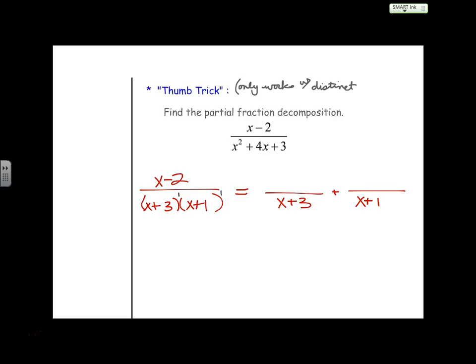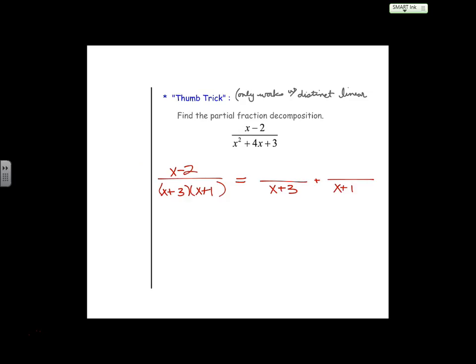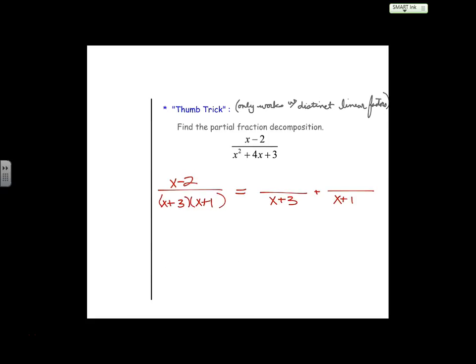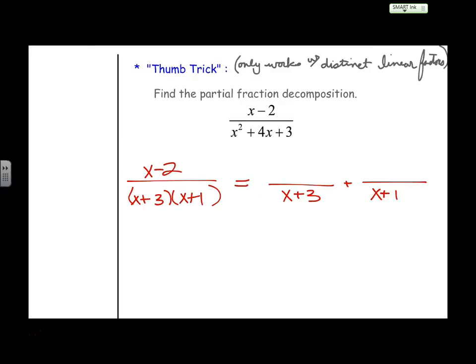They have to be just raised to the first power. Distinct, aka non-repeated, linear factors. There we go. It only works with distinct linear factors, which is the same thing as saying it only works with basically the simpler types of problems.